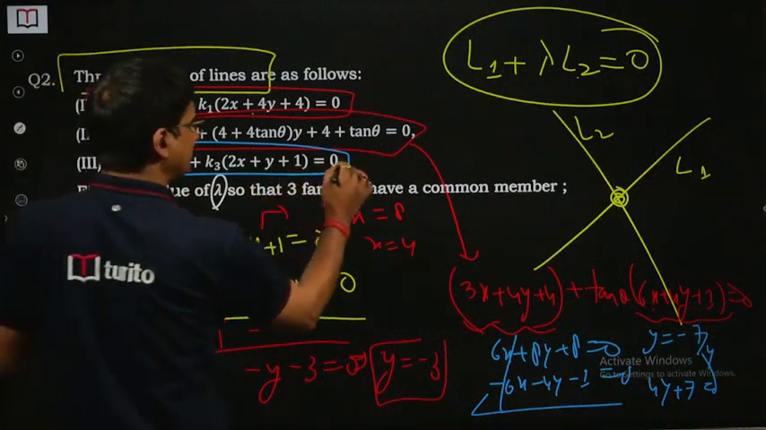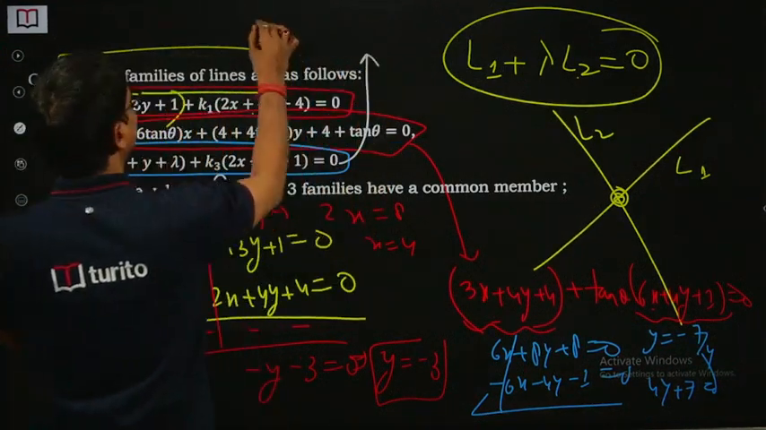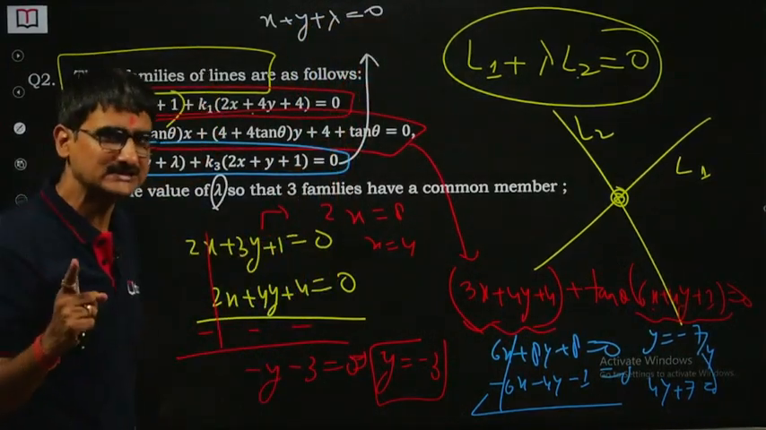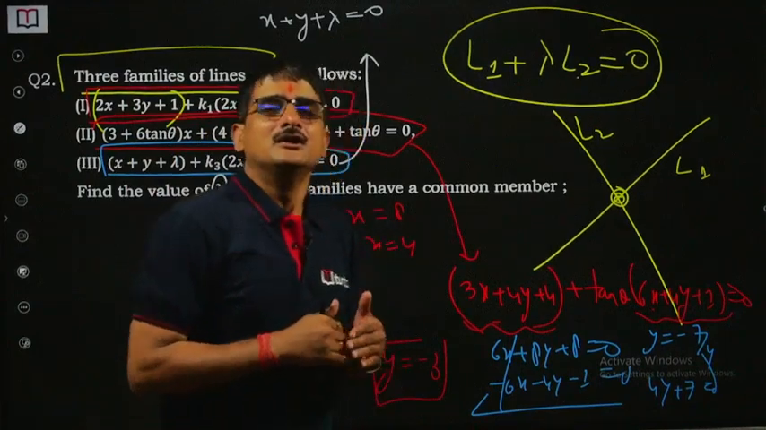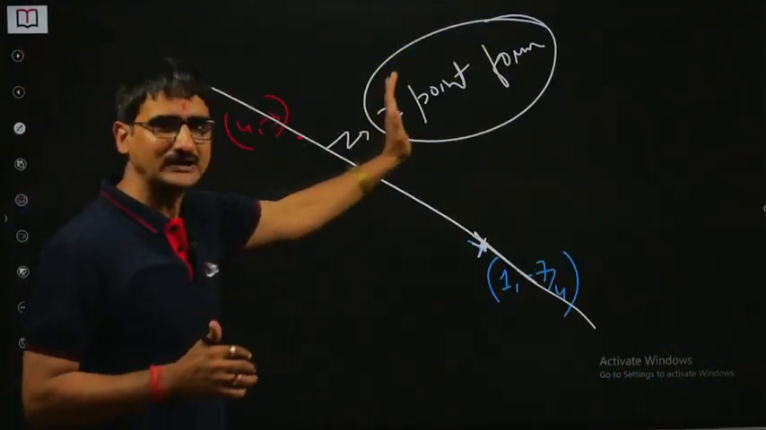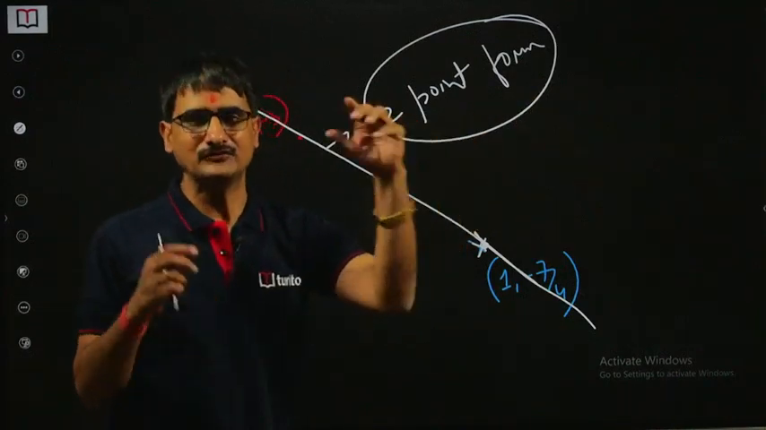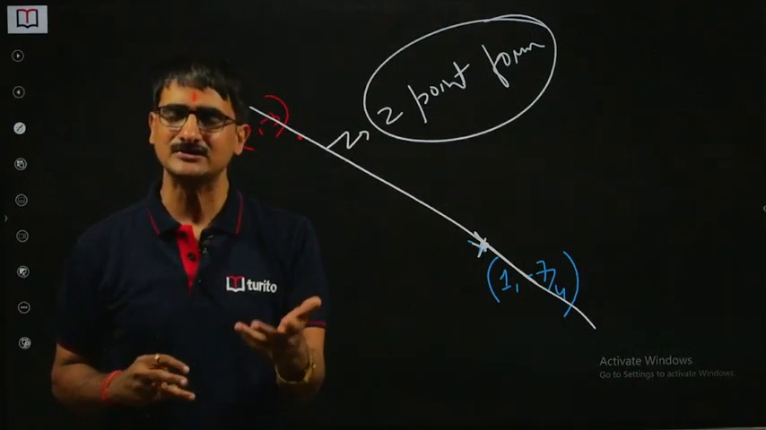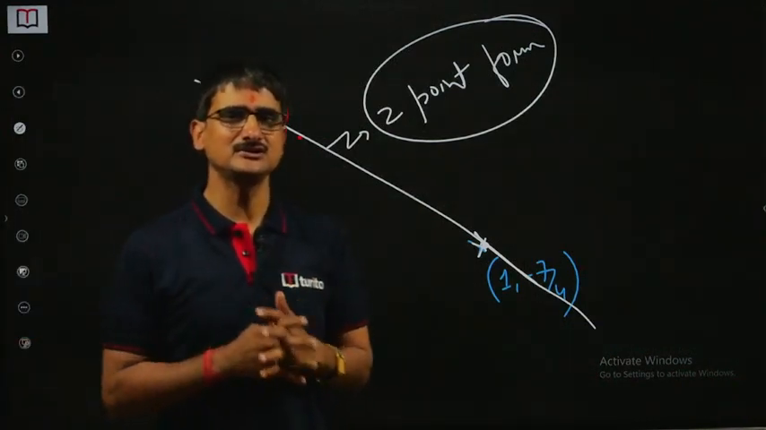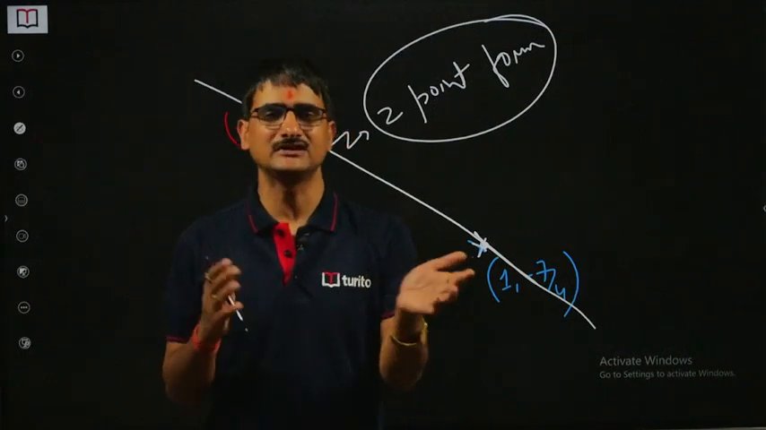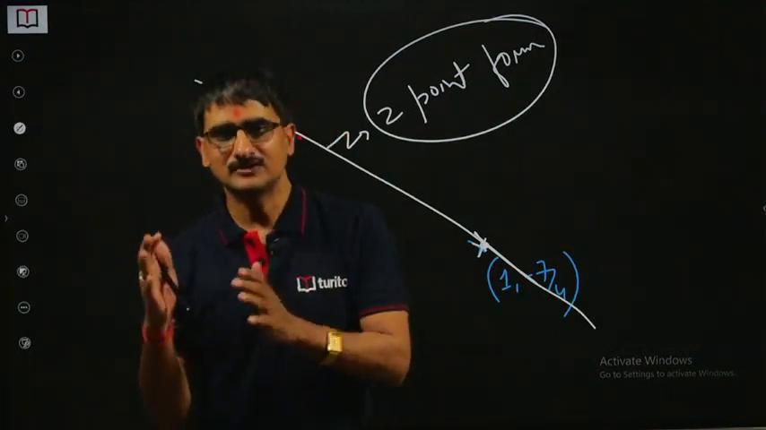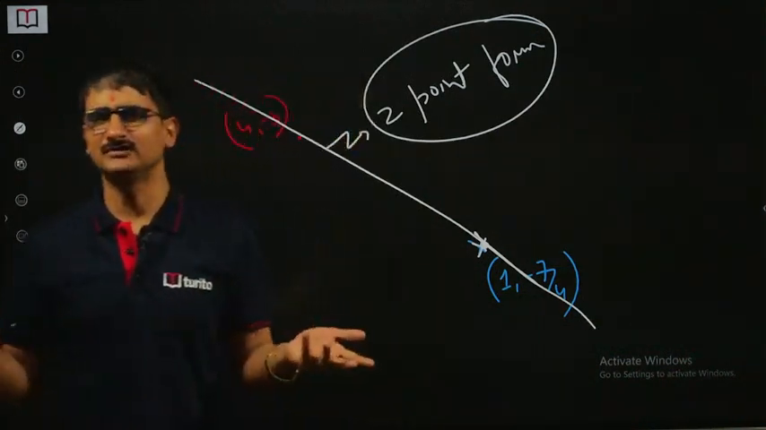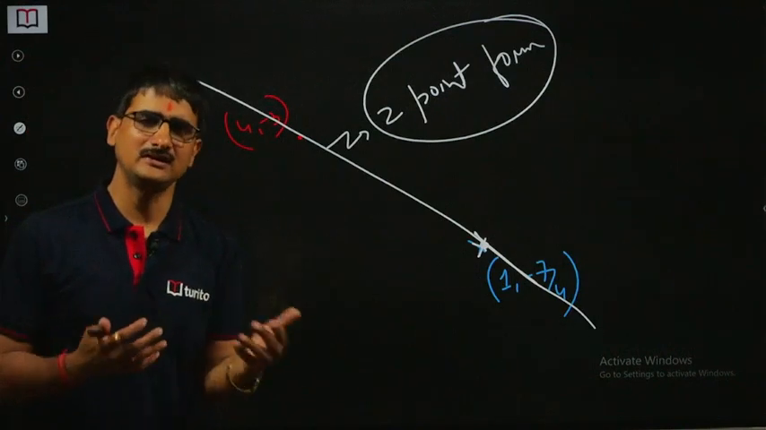Or what else you can do is solve these two, x plus y plus lambda equal to 0. The first thing I said was, you get this line in x and y, and then compare. If two equations represent the same line, how do we compare? We use the similarity condition: the ratio of the coefficient of x, the coefficient of y, is equal to the ratio of the constants. Then you solve it, you will get lambda, and hence the answer.